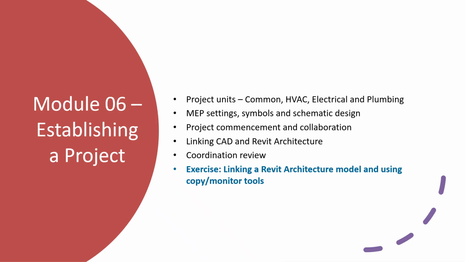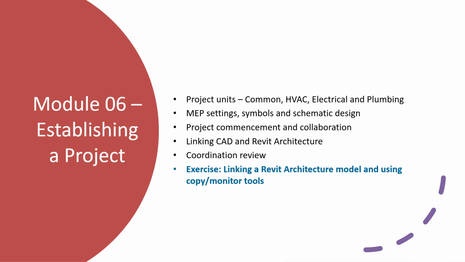A key part of this module is linking AutoCAD and Revit architecture. We'll learn how to bring in external references and coordinate with architectural models using Revit's linking tools. We also cover coordination review, which helps detect clashes and ensure that all disciplines are aligned before moving forward. The exercise for this module involves linking a Revit architecture model and using copy or monitor tools, a practical way to synchronize elements and maintain control over shared components.